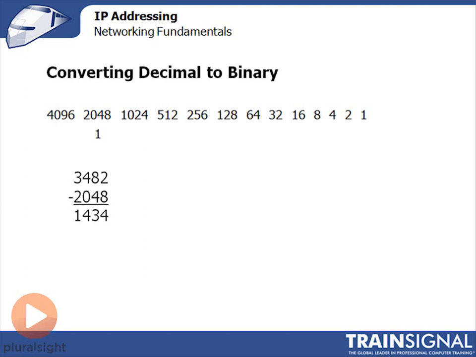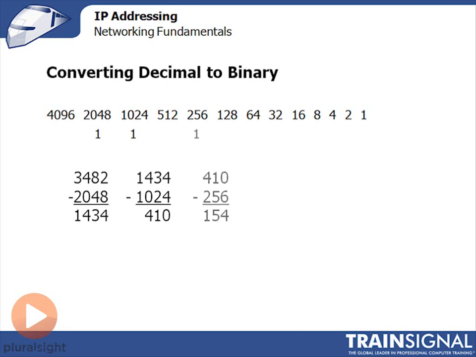Once again, what's the largest column value that goes into that? 1,024. So I put a 1 under that column and I subtract it. That leaves me with 410. What's the new largest column value that goes into 410? Well, you'll notice there's a 512, but that's too big. So we jump over to 256, put a 1 under there, subtract it, and get 154.